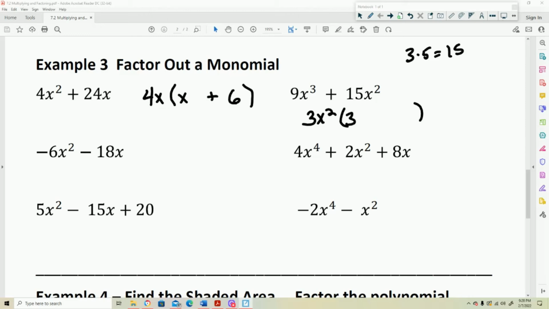Well, it's going to be 3x. 3 times 3 is 9. x1 times x2 is x3. 3x2 times what is 15x2? Well, that would just be 5. 5 times 3x2 is 15x2, and now this is factored.